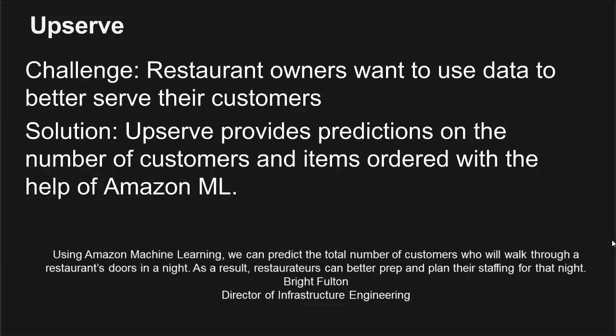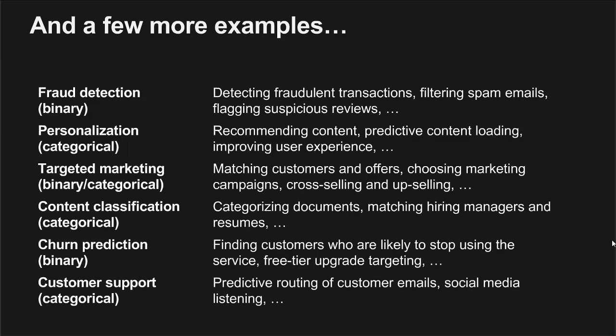the number of customers and the items ordered with the help of Amazon machine learning, which allows their customers to have the right staffing level and to have the right ingredients available in order to make sure every customer leaves the restaurant satisfied. So there's also a few more examples that we throw out there. This is far from a comprehensive list of examples for the kind of thing that you can do with an easy-to-use machine learning system like Amazon machine learning.